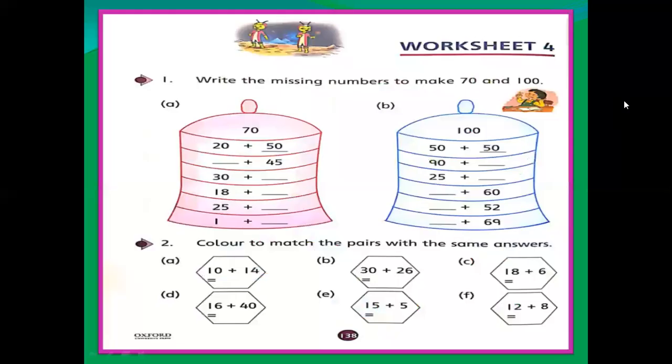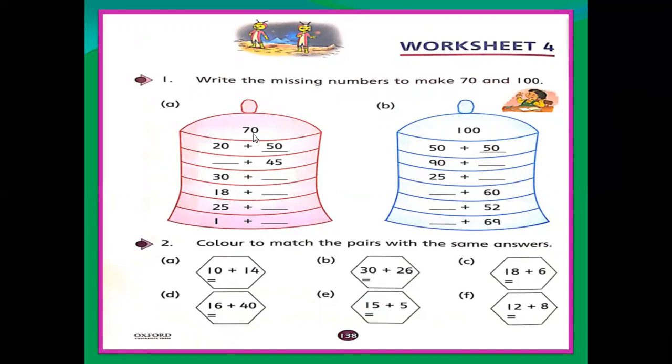This is the worksheet and this is page number 138. Worksheet means you have done this type of questions in the previous videos. So here is the revision of those questions. Question number 1, write the missing numbers to make 70 and 100. So you can say this is the practice in part A and B. This is the practice of subtraction and also addition.